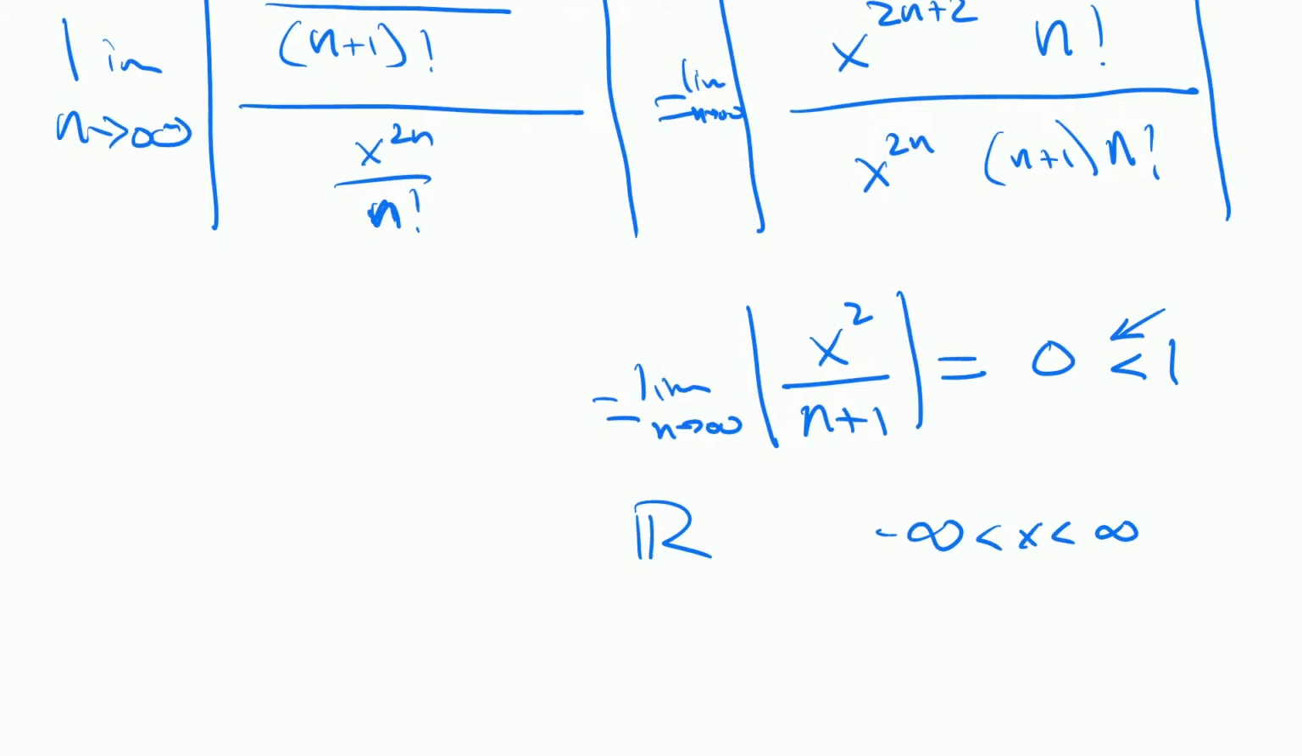So there are some that are like that. And I always am happy when this happens because it means I don't have to check the endpoints. So whenever you have something like this, you just write this down. You're all done. No endpoint consideration at all.